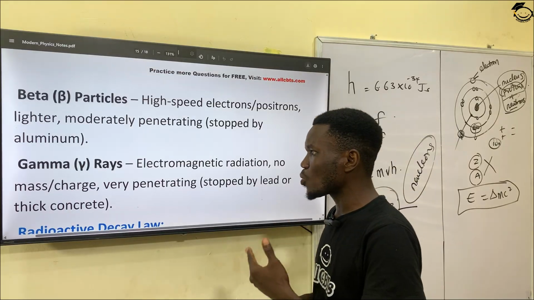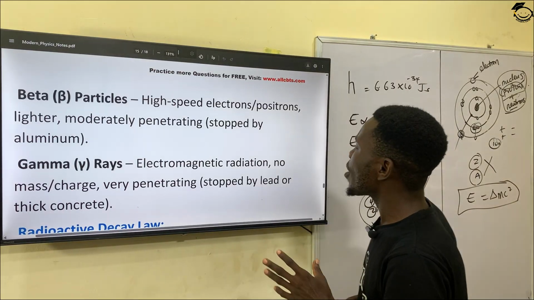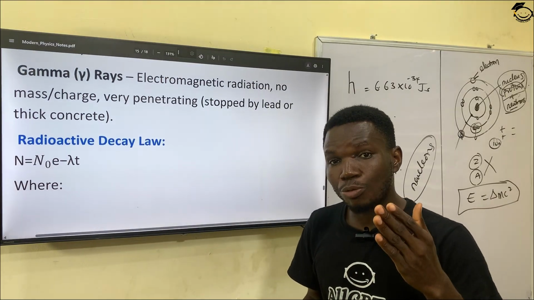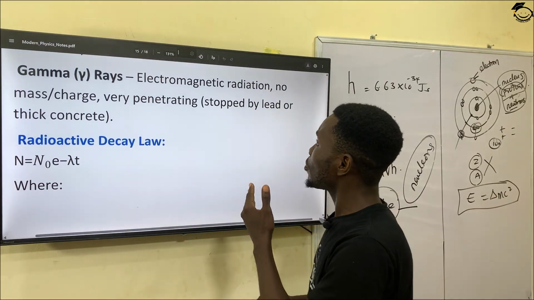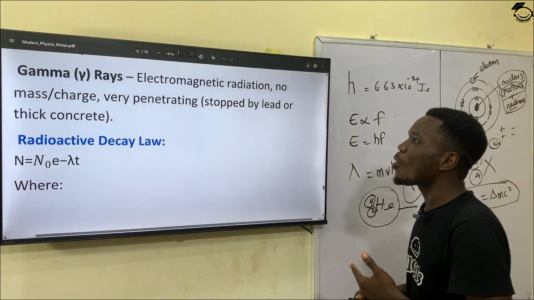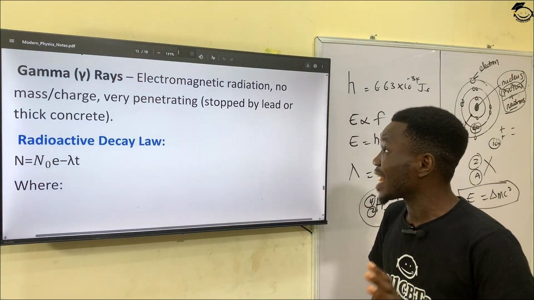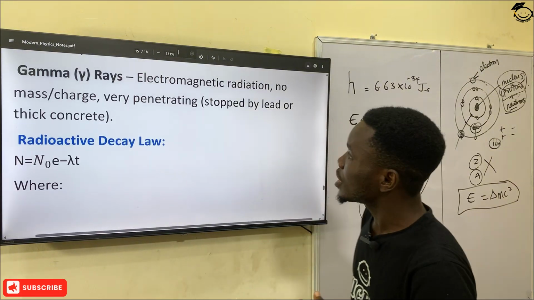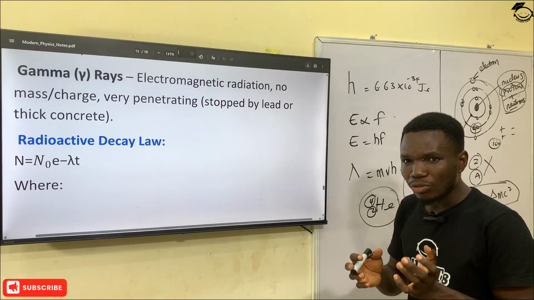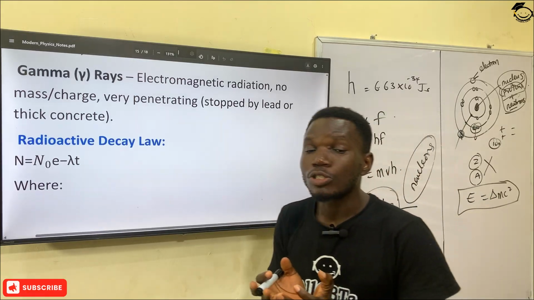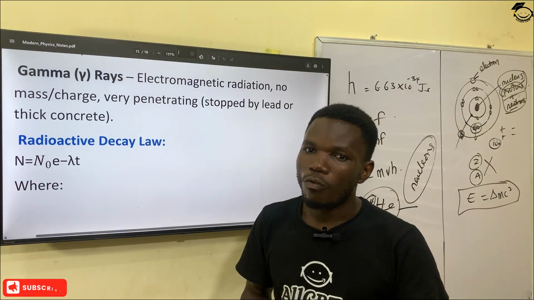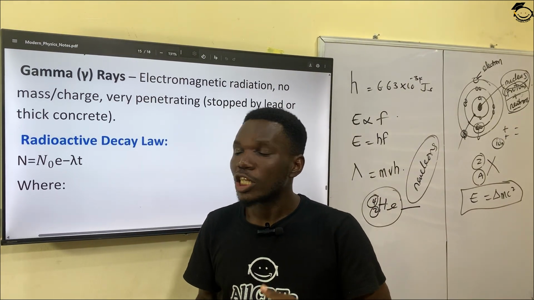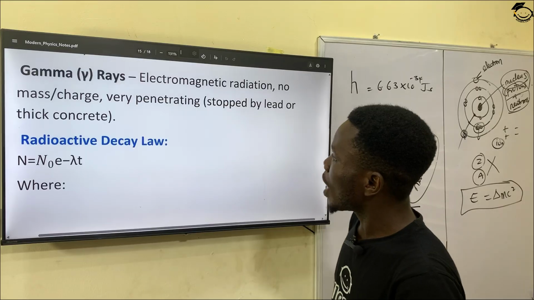So the next one is the gamma rays. Now your gamma rays are electromagnetic in nature, from electromagnetic waves. So they are examples of electromagnetic waves, and they are very penetrating, and they can only be stopped by a thick lead block or a thick concrete. So the type of radiation that is emitted from a particular particle is what determines the type of radiation.